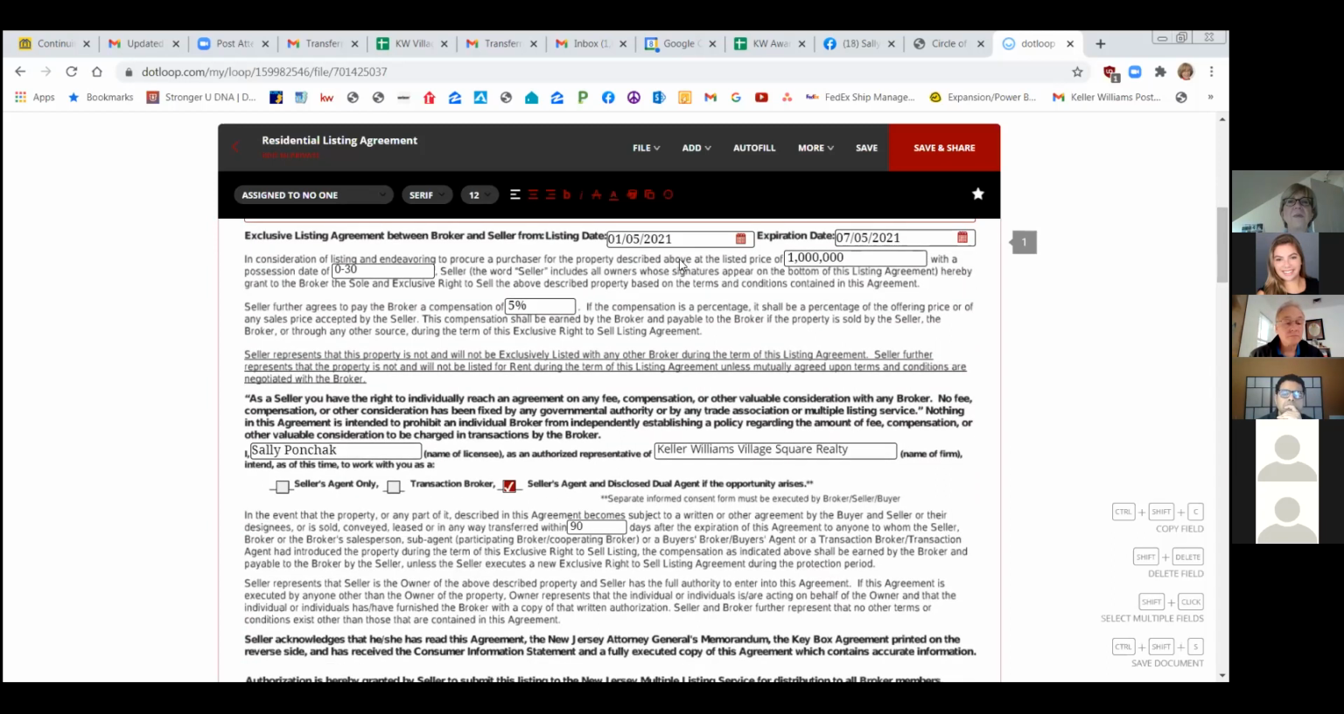Okay, and then the bottom part of the listing, we're going to again say what the listing date is and the expiration date is. We are again going to tell what the price is. And this part asks us what the possession date is. So the possession date is how soon could a buyer actually close on this house? And the MLS gives you various ranges. So there's a range of 0 to 30 days. There's a range of 31 to 60 days. There's a range of 61 to 90 days. There's a range of 91 to 120 days.